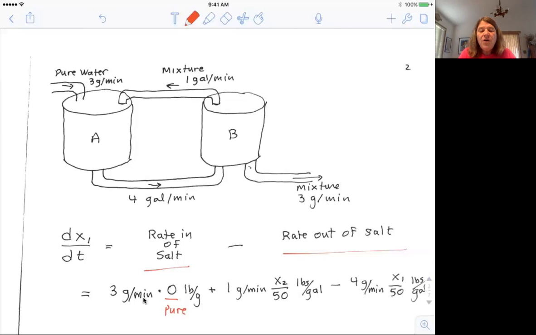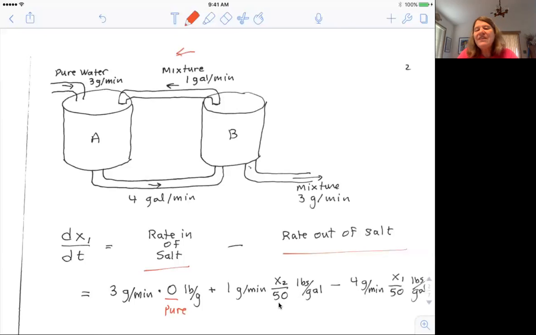All right, so the rate out, so we'll subtract, oh, sorry, I've got one more rate in. There's more stuff coming into A from tank B. So it's coming in at 1 gallon per minute. And we don't really know how much salt is in B at any time, so we let X2 be the amount of salt in it at any time. The concentration will be X2 pounds per the 50 gallons that are in there, and I know there are 50 gallons in there because both of these tanks start out with 50 gallons.